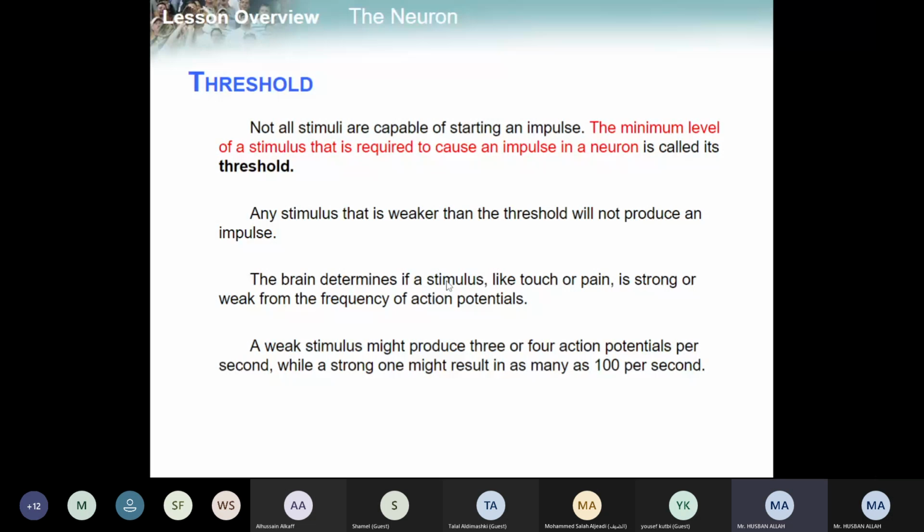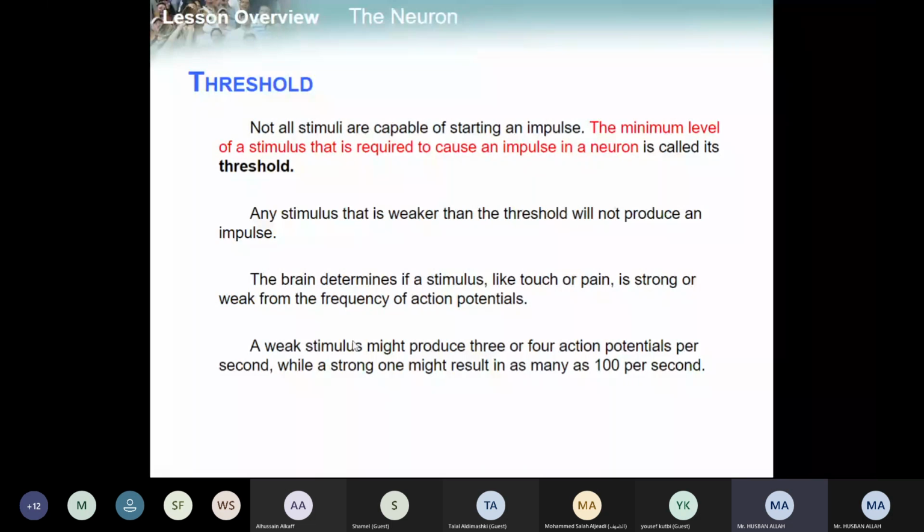The brain determines if a stimulus like touch or pain is stronger or weaker from the frequency of action potentials. The low level and the high level, the low range and the high range, will be determined by the nervous system itself, meaning the brain, like the lower 20 hertz and higher 20,000 hertz.